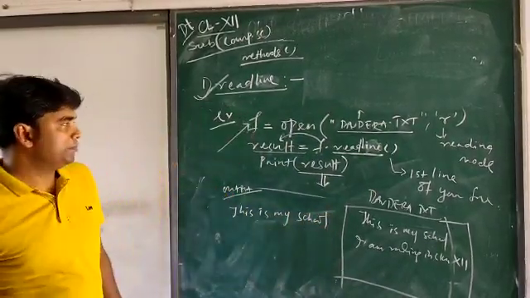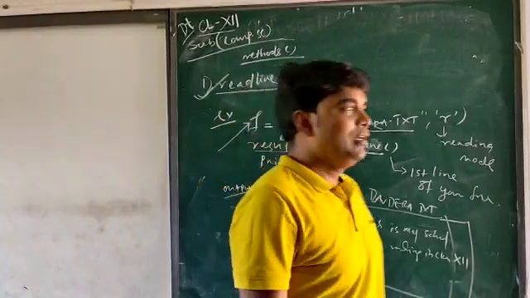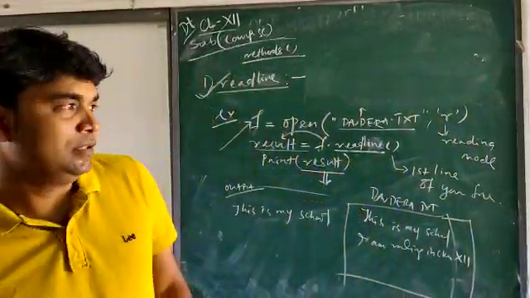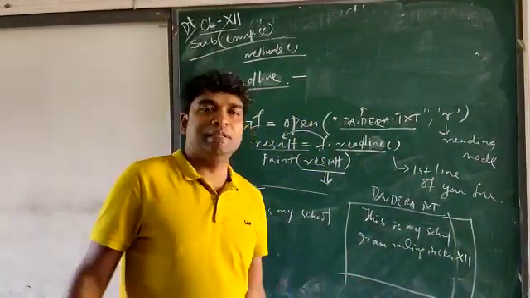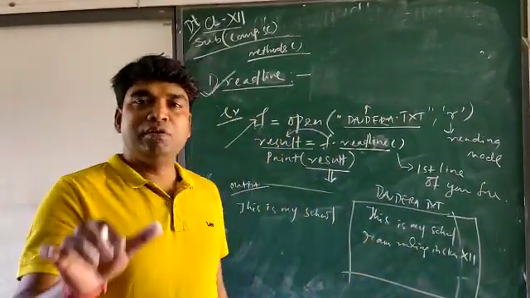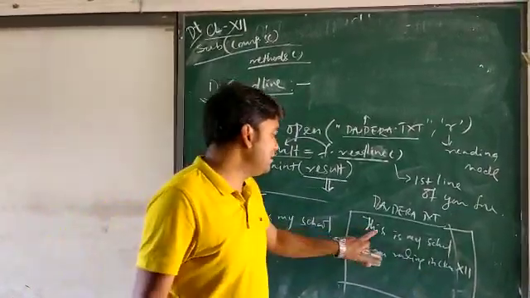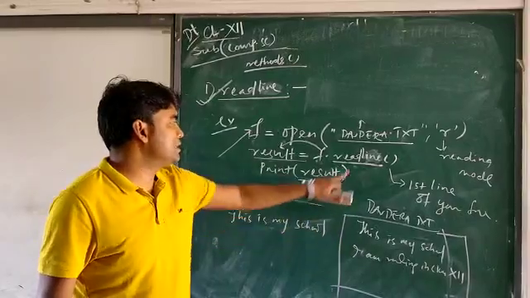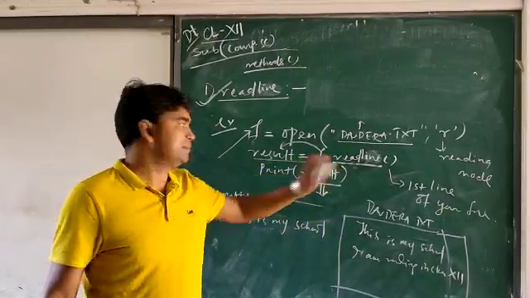Once you run this program, the readline function will display only "This is my school". Because the readline function will display the first line of your file. We have 2 lines in the file dvdera.txt: This is my school and I am reading in class 12. Only the first line will be displayed. The first line is "This is my school". This is due to this function only, f.readline.